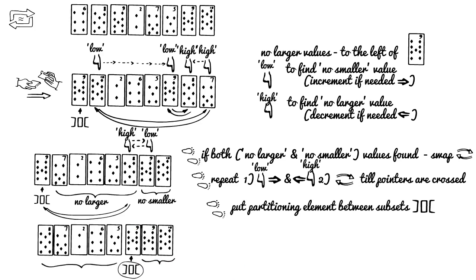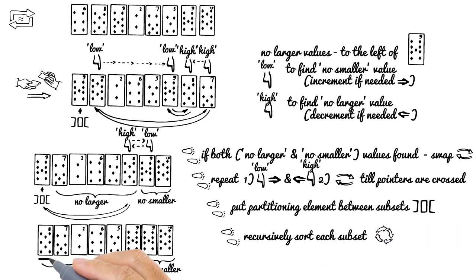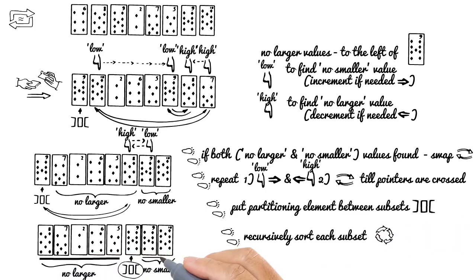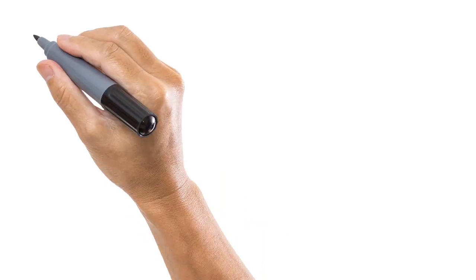Select arbitrarily a partitioning element, in our case 9. No larger items compared with the selected element, if any, are put to the left of the selected element, and no smaller items, if any, are put to the right of the selected element. Then we recursively sort each subset: 8, 7, 2, 6, 5 and separately 9, 10.